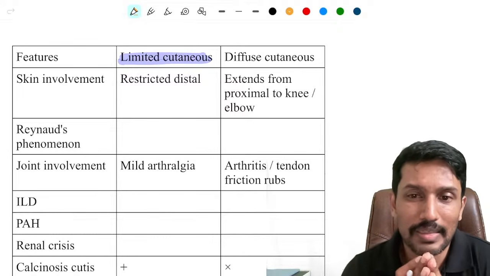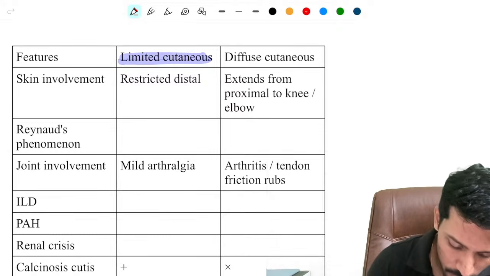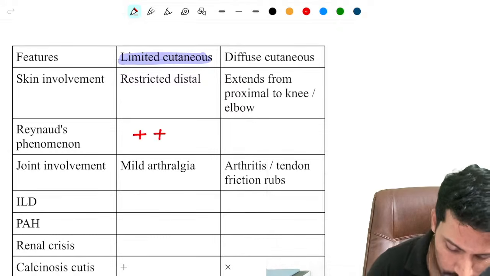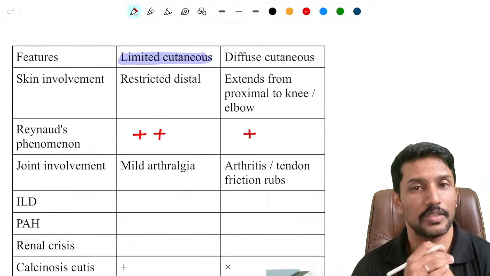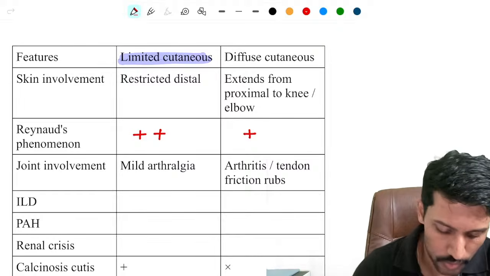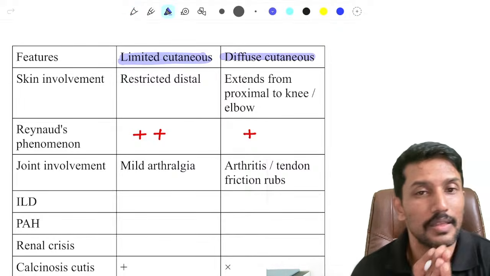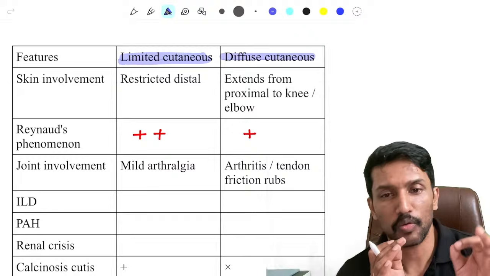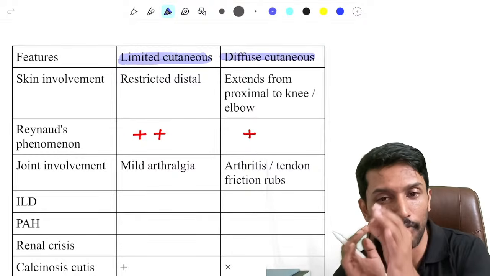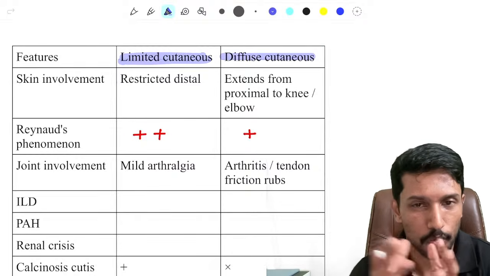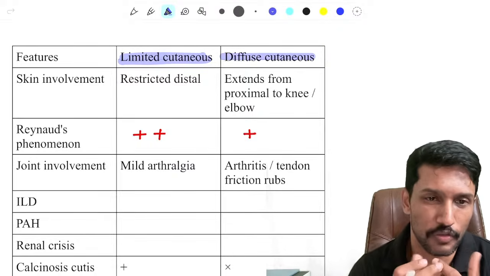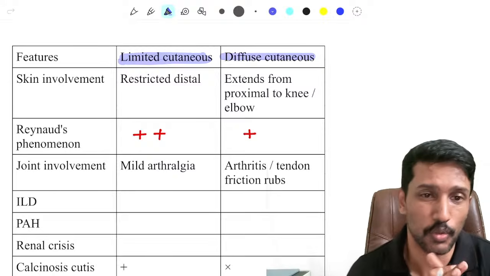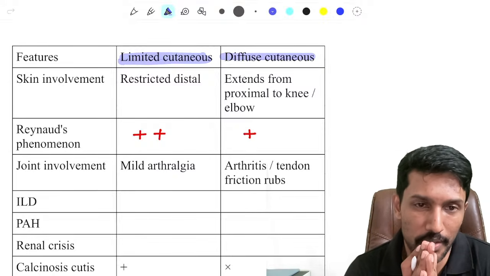Now coming to Raynaud's phenomenon. Raynaud's phenomenon is more frequently encountered in patients with limited cutaneous. It is less frequently encountered in patients with diffuse cutaneous. I have already told you, you just remember this fact. Limited cutaneous, think about blood vessels. Diffuse cutaneous, think about organ involvement, organ fibrosis. So blood vessel involvement is less common, so less frequent Raynaud's phenomenon, not as bothersome as you get in patients with limited cutaneous.